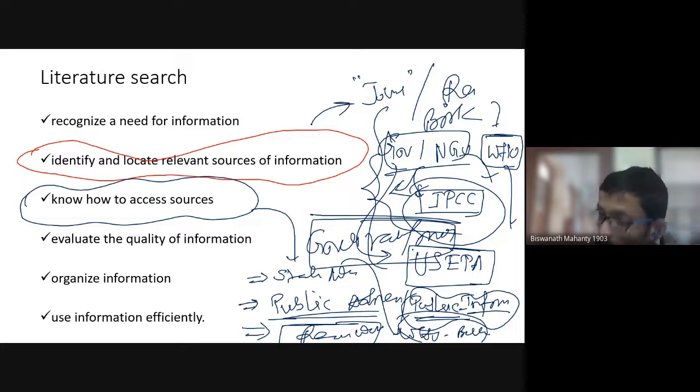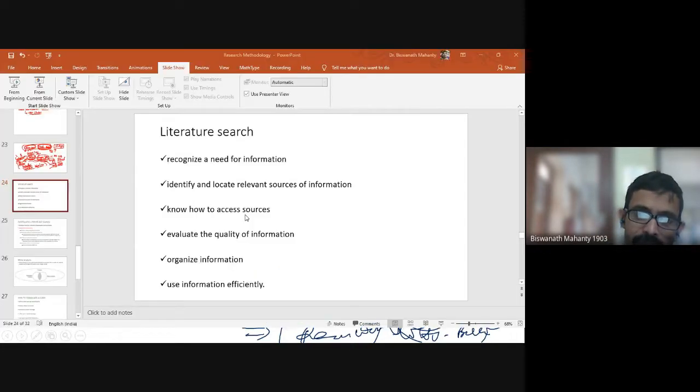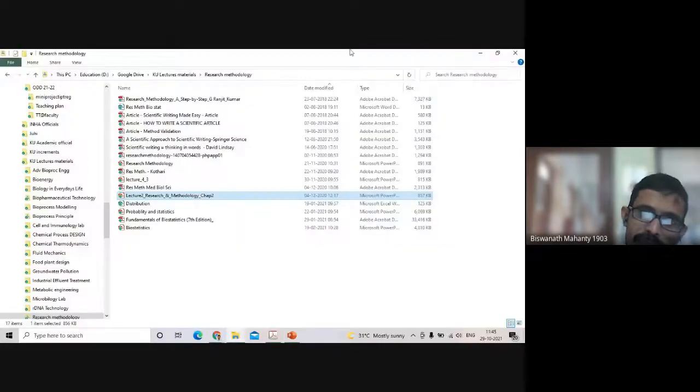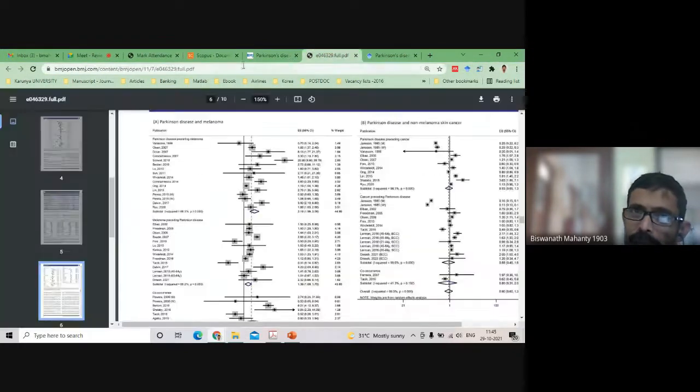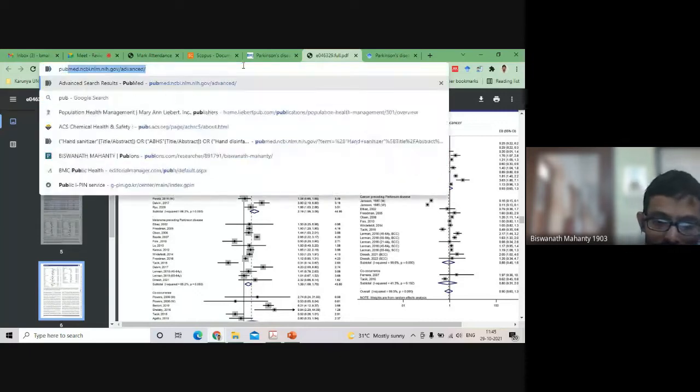How to access? Okay, I told you one thing. You search now PubMed, you search now Scopus. How to search on PubMed? For example, you searched on Parkinson's disease and melanoma. So how to search is very, very important. Let me bring you here.